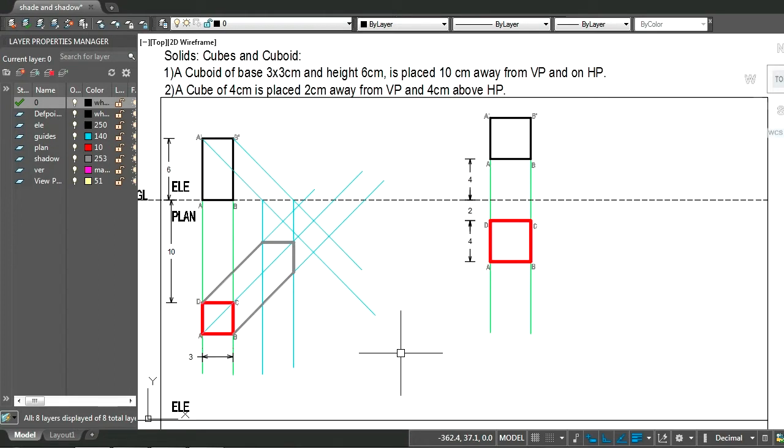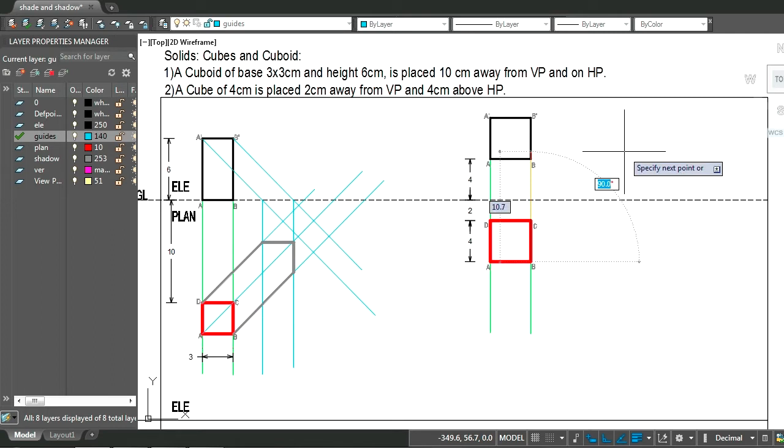So in the next question we'll be looking at a cube of 4 centimeters placed 2 centimeters away from the vertical plane and 4 centimeters above the horizontal plane. So in both plan and elevation we're seeing a square. I've named them A, B, C and D. In the elevation we'll be seeing the front surface AB, A dash B dash. So to draw the shadow of this, we will follow our usual procedure of drawing the 45-degree light rays.